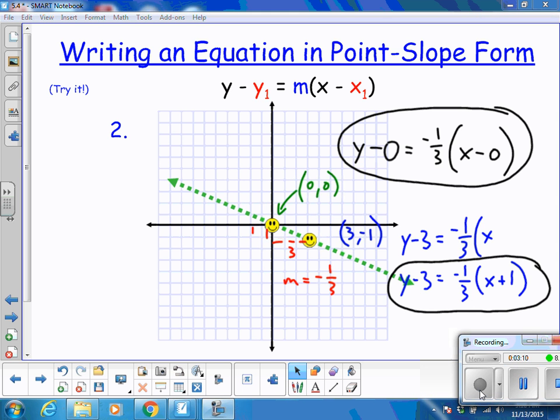All right, let's see how you did on this one. I actually ran this on both points. So I used the slope of -1/3 on both of mine, and then I ran it on 0, 0. And I also ran my equation using 3 and -1.